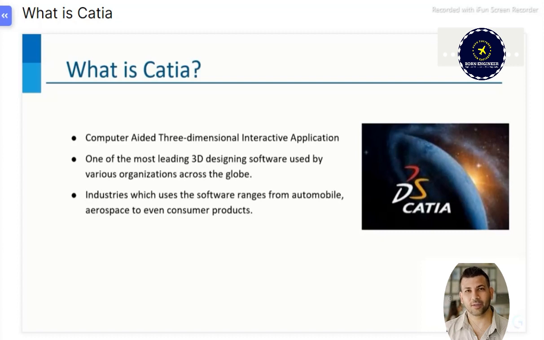So we know that aerospace is a very highly sensitive domain where complete accuracy is needed and all those standards need to be kept, right? And that kind of performance is delivered by this particular software CATIA, that is nothing but Computer Aided Three-Dimensional Interactive Application.